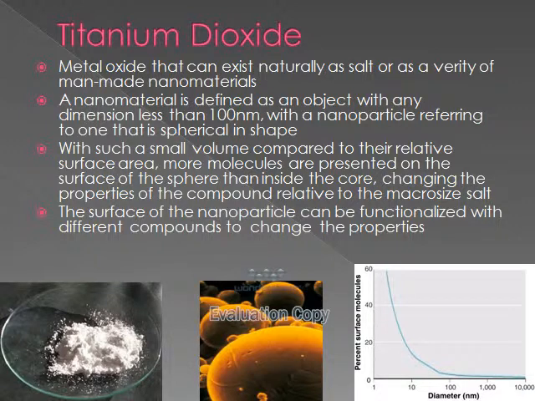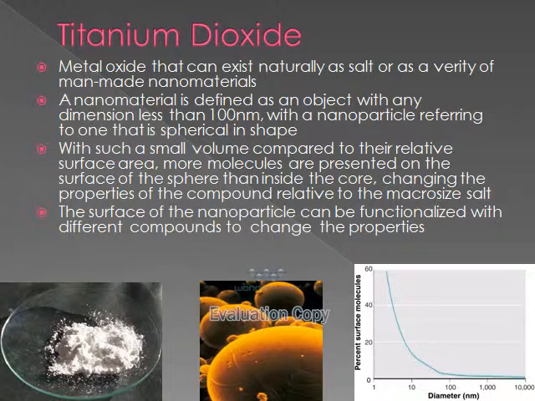Titanium dioxide is a metal oxide that can exist naturally as a salt, or it can be engineered into a variety of man-made nanomaterials. A nanomaterial is defined as any object with a dimension of less than 100 nanometers, with a nanoparticle referring specifically to a spherical one.